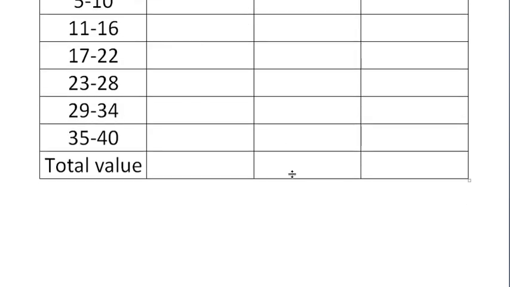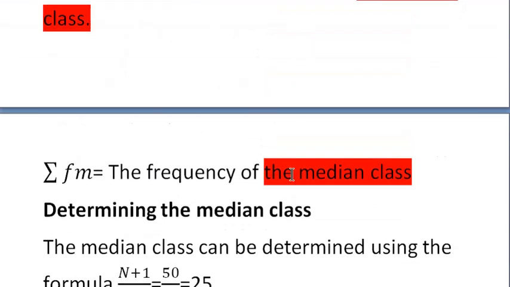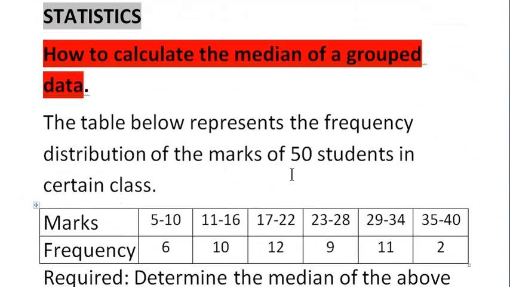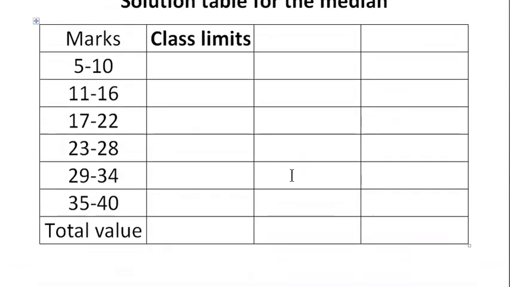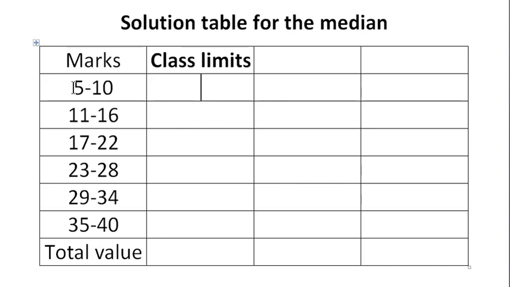Now the rule we're going to apply, for us to ascertain the actual class limit, is that the 0.5 should be deducted from the lower limit. The lower limit of this first class is 5. We shall remove 0.5 from this 5, and the same 0.5 will be added to the upper limit, which is 10. If you remove 0.5 from 5, it will give you 4.5, then you add 0.5 to 10, it will give 10.5. This is the class limit for the first class.